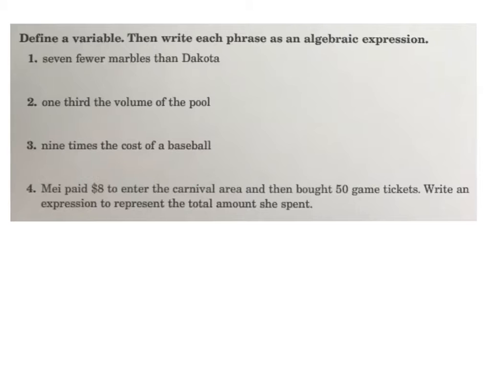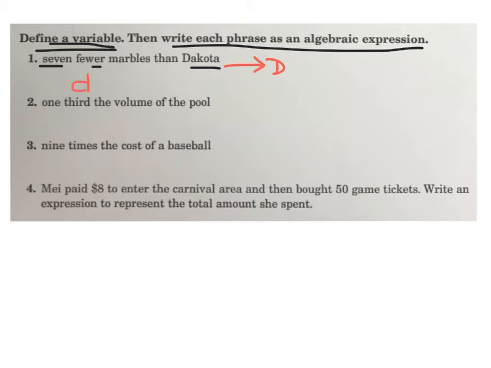Let's take a look at a few examples. We're going to define a variable and then write each phrase as an algebraic expression. So 7 fewer marbles than Dakota. I'm going to use the letter D to represent Dakota. 7 fewer marbles than Dakota. So if Dakota has 10 marbles, 7 fewer marbles than 10. So I know that it's going to be Dakota, or D, minus 7 would be my expression.